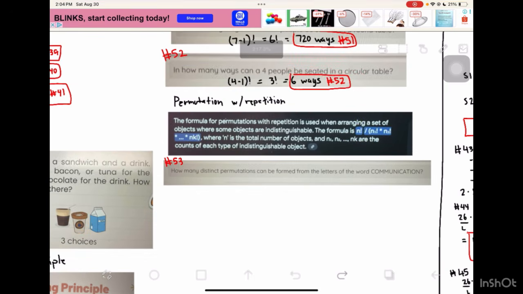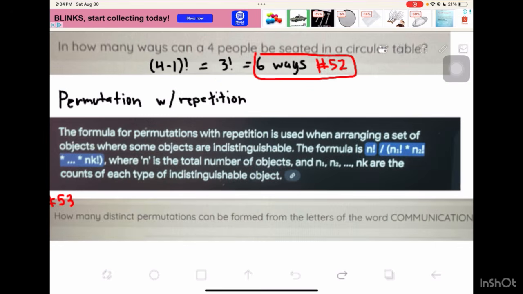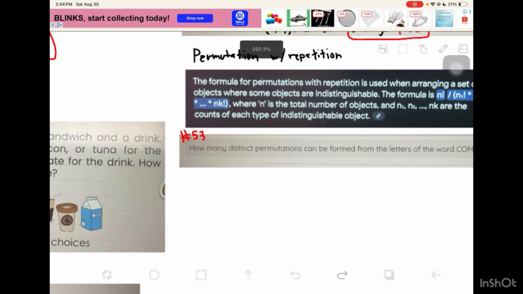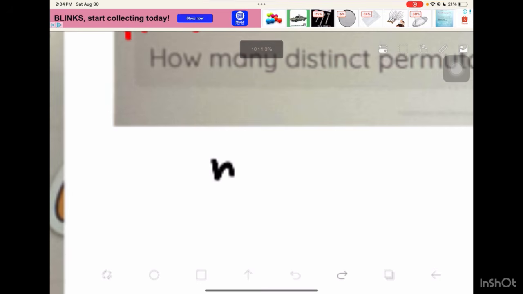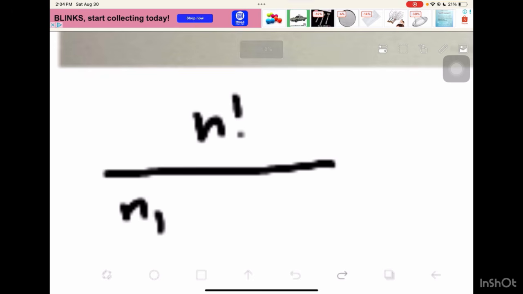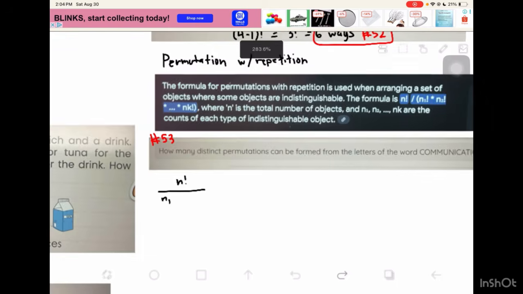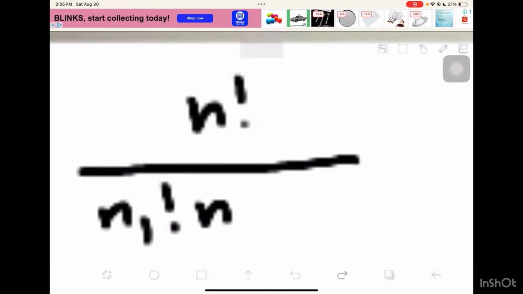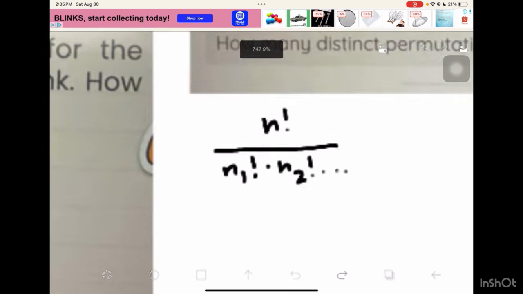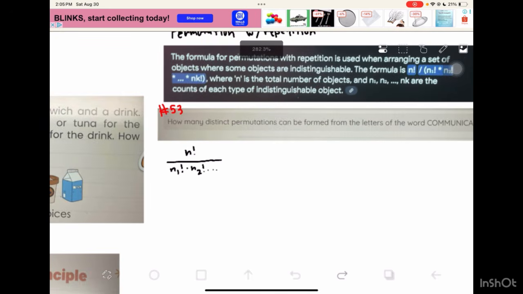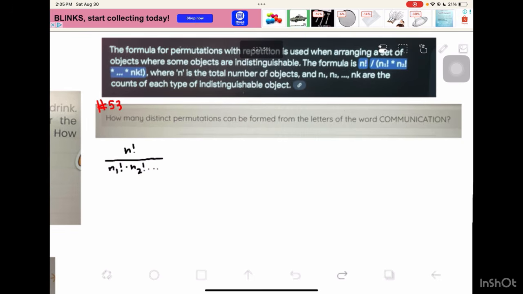All right, permutation with repetition. The formula of permutations with repetitions is used when arranging a set of objects where some objects are indistinguishable, aka duplicates. The formula is n factorial over n sub 1 factorial times n sub 2 factorial, and so on, until we have no more duplicates. So let's see this. How many distinct permutations can be formed with the letters of communication?